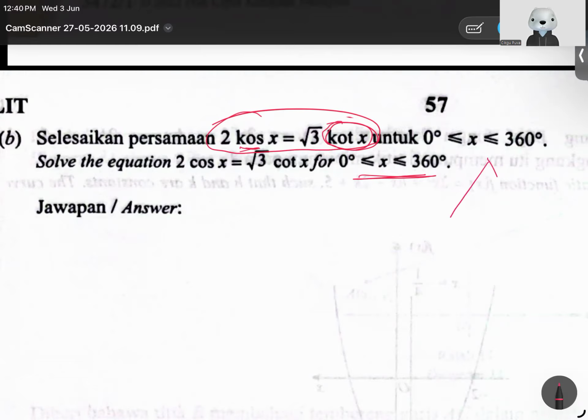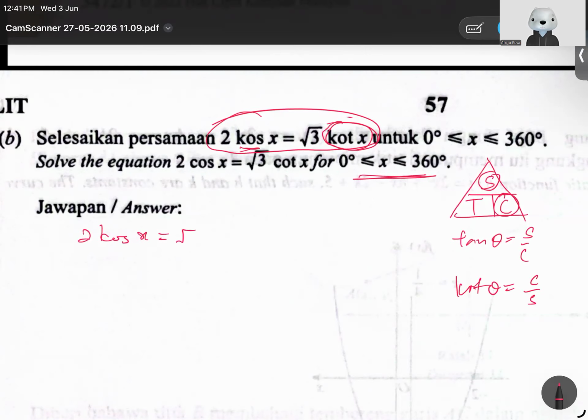And for that, remember this link between sin, cos, and tangent. To get tangent is sin over cos. So if it's cotangent, it means cos over sin. Alright, so 2 cos x equals 3 cos x over sin x. Next, why not shift the sin x over here?